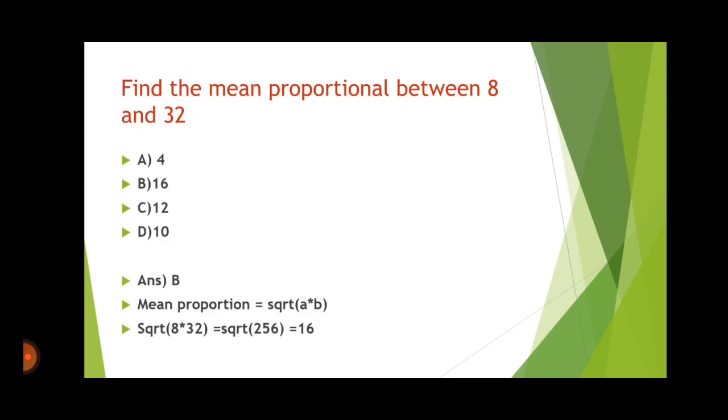What is mean proportional? Mean proportional of two values is equal to the square root of multiplication of that numbers. That is, if the numbers are A and B, then square root of A into B is the mean proportional of that numbers. Then the answer should become square root of 8 into 32, which is equal to square root of 256, which is equal to 16. So the answer is option B.